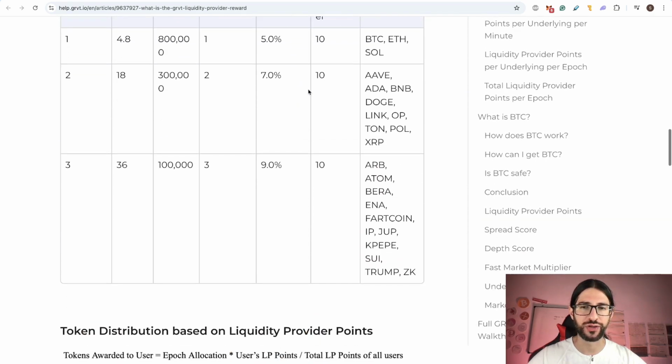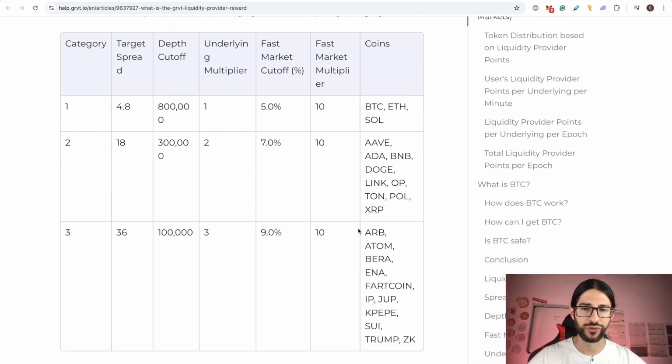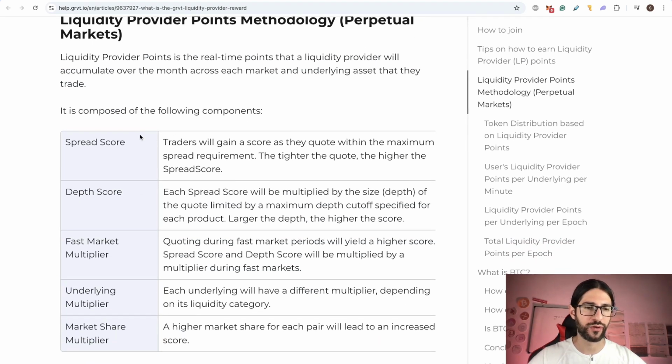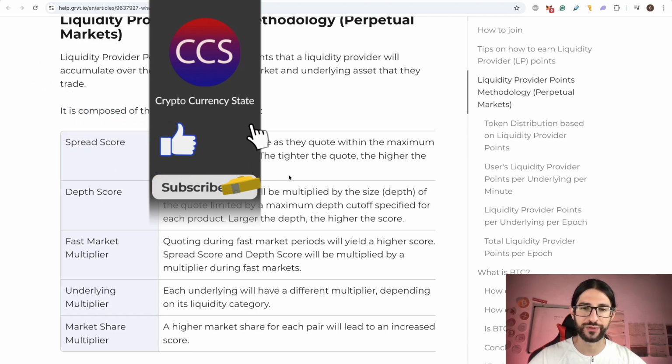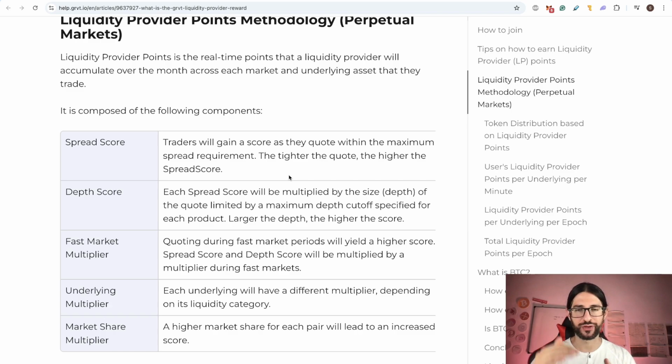I am usually trading only Bitcoin here, but you can also get more exposure for those multipliers if you try different altcoins. Here you have some of the definitions that we have been talking about. The spread score. Traders will gain a score as they quote within the maximum spread requirement. The tighter the quote, the higher the spread score. So basically it's what I meant. If your position is very tight to the quote, then you are going to receive a better spread score.